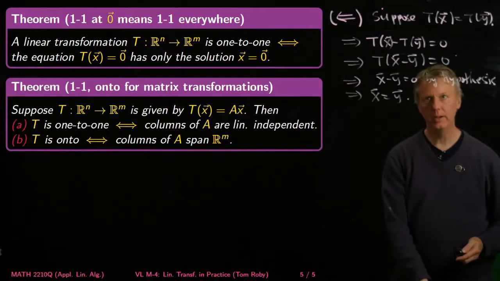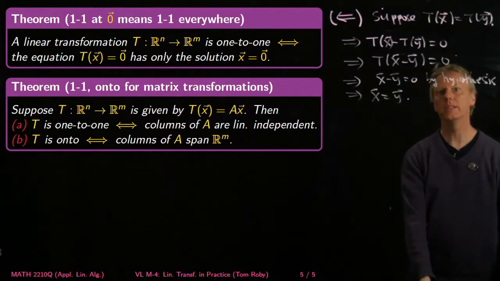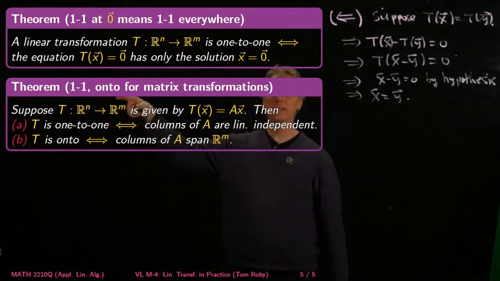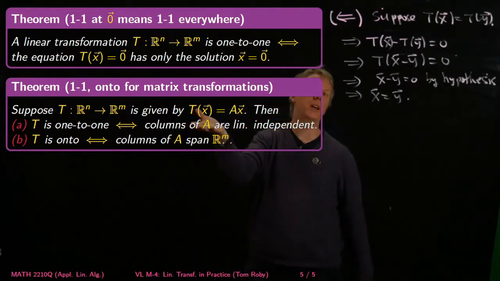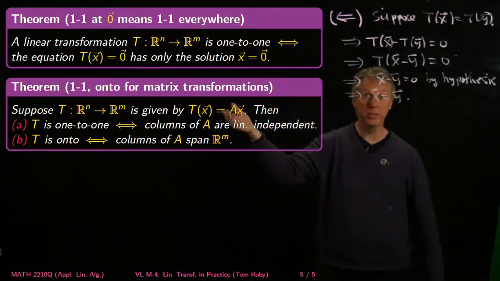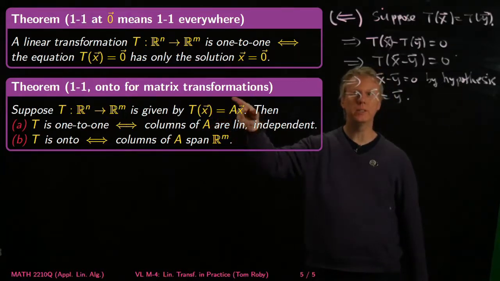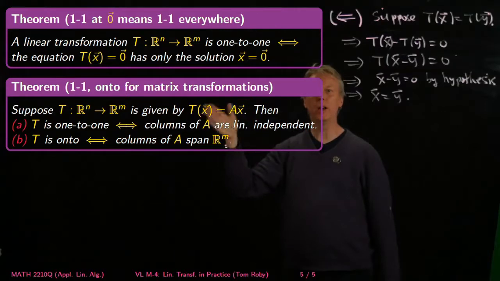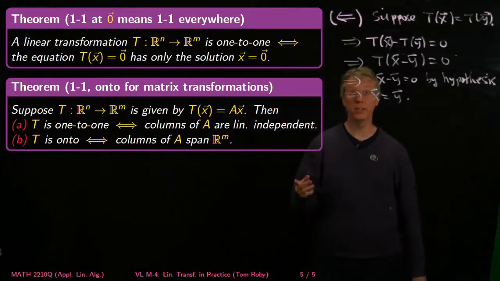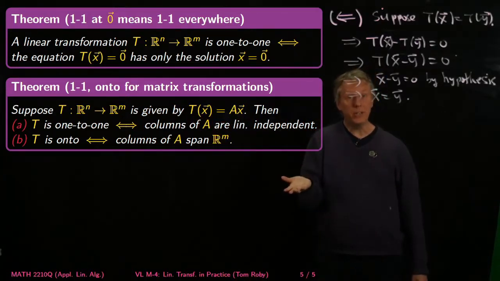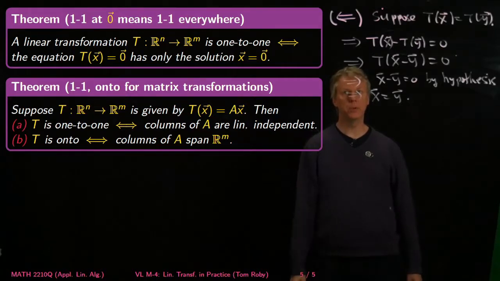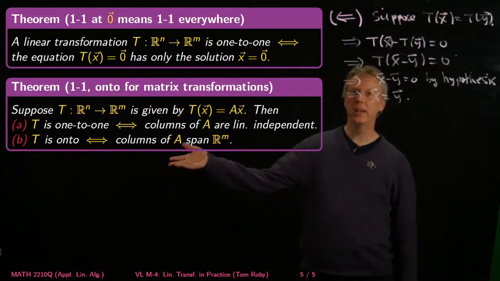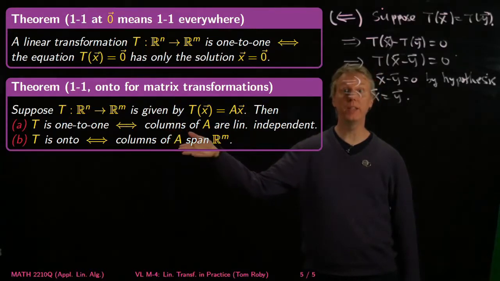And now, let's think about what one-to-one and onto mean for matrix transformations. So suppose that T is given by, I know that every linear transformation is a matrix transformation, but here I'm assuming I know what the matrix A is. So proposition A says that T is one-to-one if and only if the columns of A are linearly independent. And we basically saw that argument in the previous slide already. And B says that it's onto if and only if the columns of A span R^m.